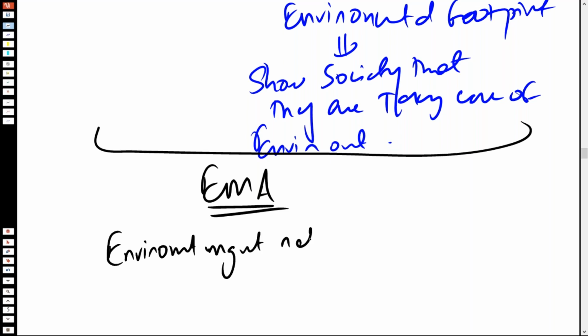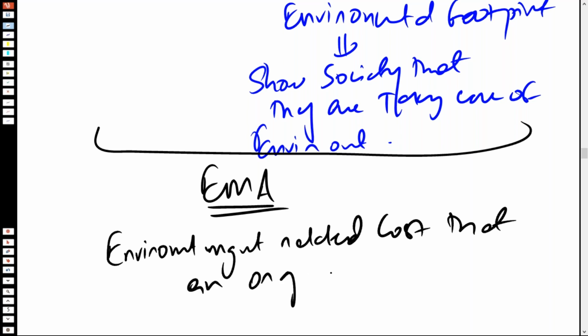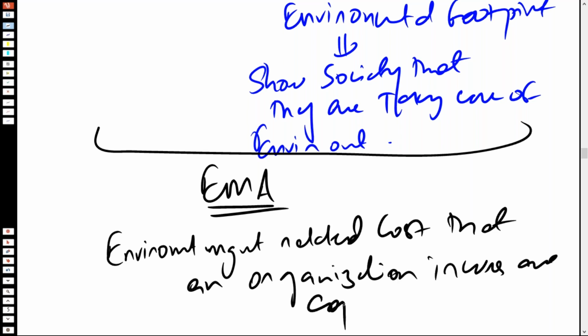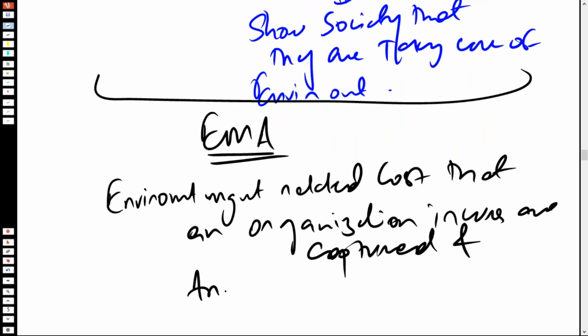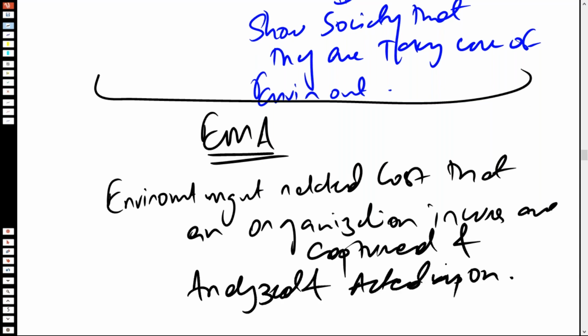management related costs that an organization incurs are captured, analyzed and acted upon. So that is the objective of environmental management accounting.